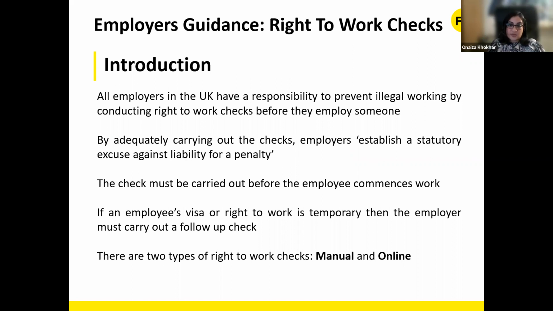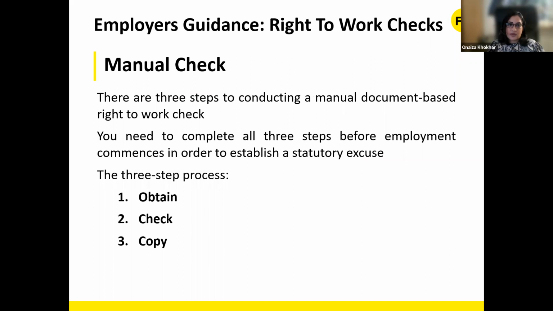There are two types of right to work checks, so it's manual and online. The type of check you conduct will be dependent partly on the status of the individual that you want to employ, and sometimes it's based on the individual's preference. I'll now go into more detail on each type of check. A manual right to work check is often completed for UK or Irish nationals who can use their passport as their proof of right to work. It's also used for anyone else who can't or doesn't want to prove their status online.